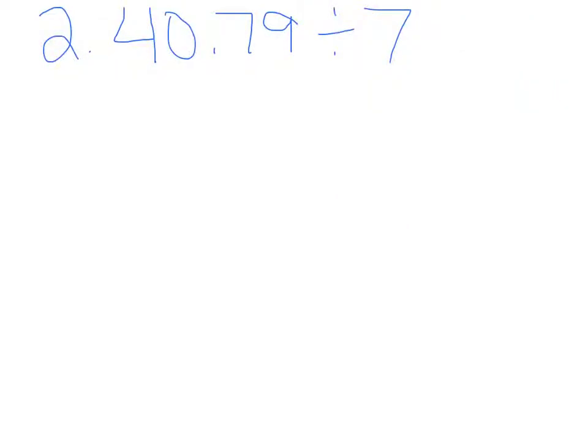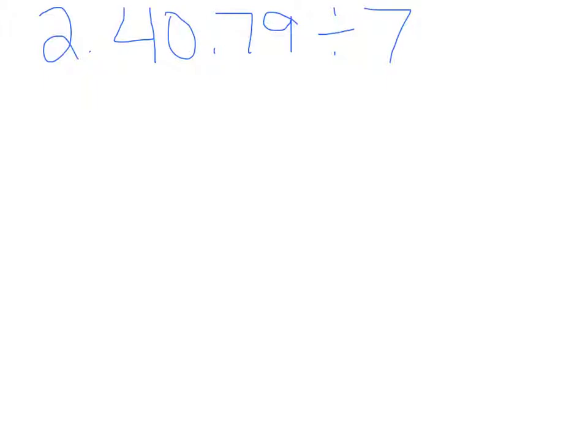You can follow along with me on page 226 of your textbook. This is number 2. First, to solve this problem, we need to use estimation. So we're going to look for the decimal number. Our decimal number is 40.79. So we know we need to convert that to a number to easily divide 7 into.